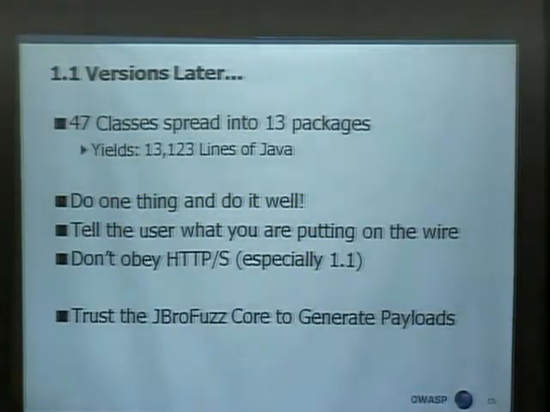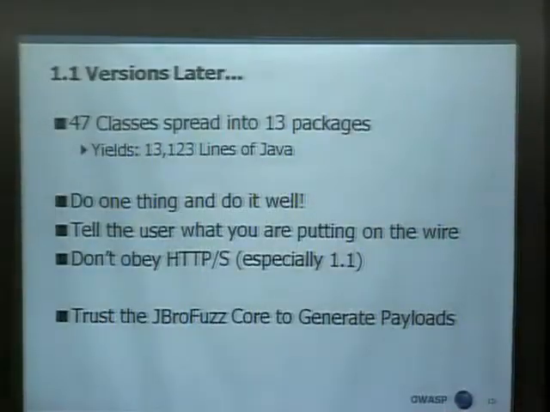So, .1 versions later, the version numbers obviously go up in increments of minor versions, 0.1 being the first one, 1 the last. There are 47 classes in 13 packages, a really small project, just 13,000 lines of code.